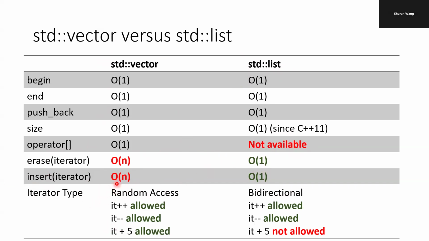which means that for random access, we can do something like it + 5. But for list, we can only do ++ and --. it + 5 is not allowed, because it only goes to the next or the previous. Does this make sense? Is this clear? So the design choice of whether to use vector or list is then dependent on what kind of operation you want to do with it.